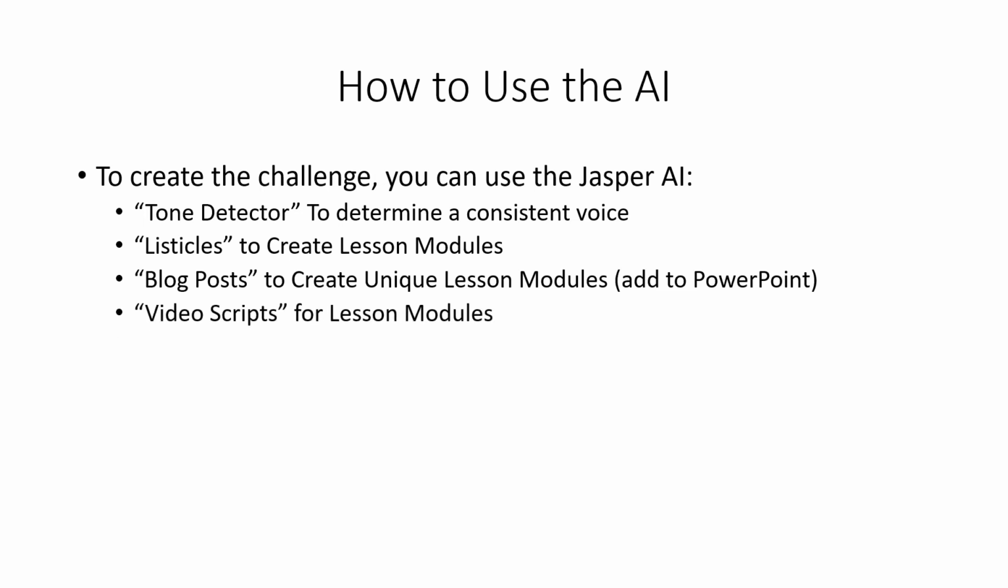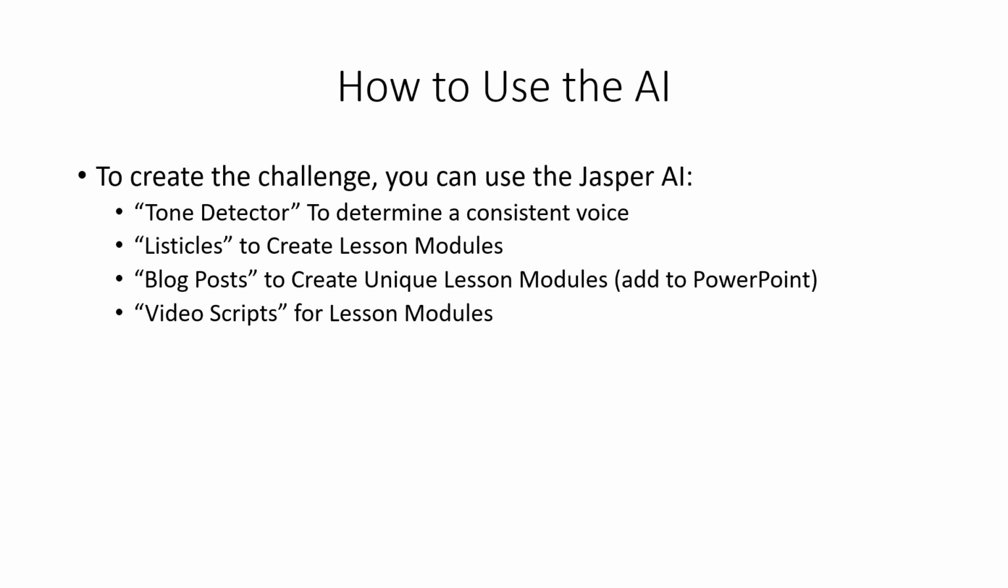When you do that, you can also use the video scripts inside of Jasper. So this is another way. Again, the thing about video scripts, blog posts and listicles is the AI understands what you're trying to get it to do. It knows that you're trying to communicate information, but you have a point to it. You're trying to get to the end of something.